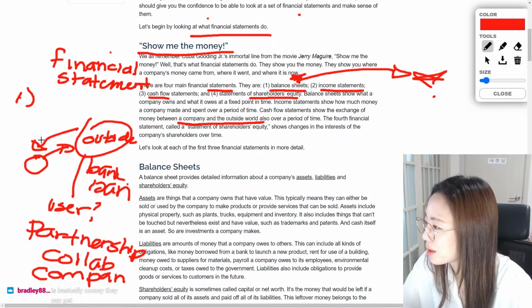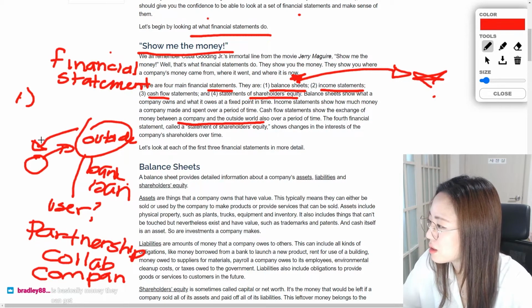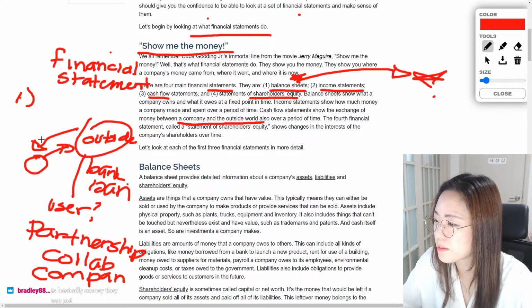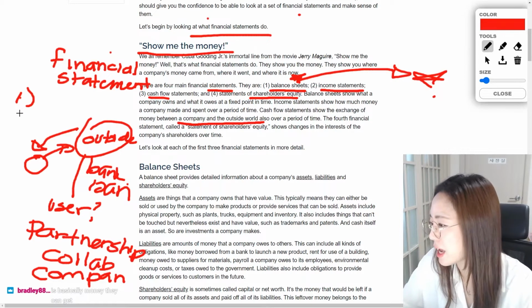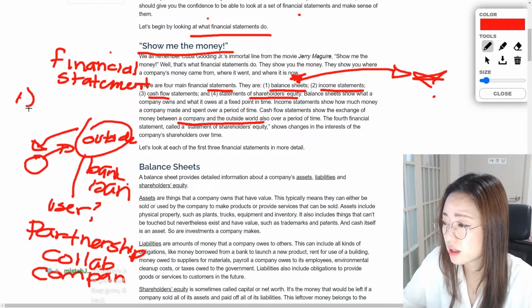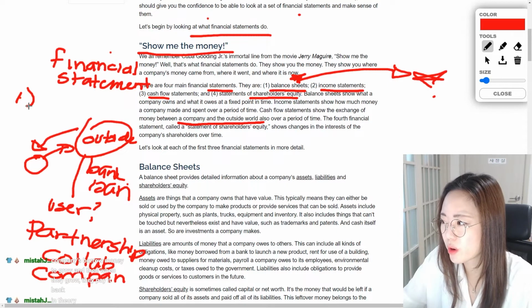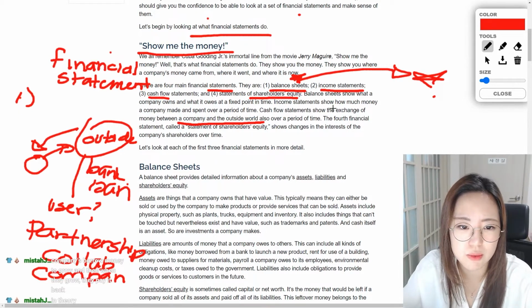Ah, okay. So both income statement and balance sheet can be in an annual report, right? In a quarterly report, is it weird to see an income statement? I don't know, let's keep reading. Let's just keep reading, guys.